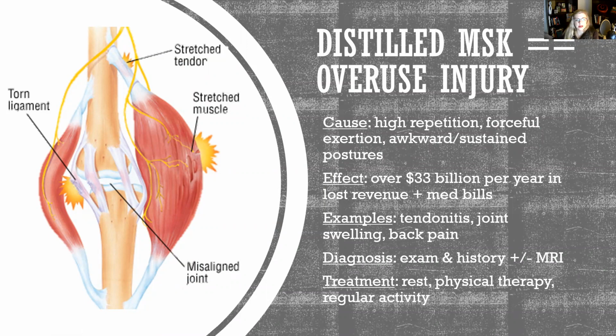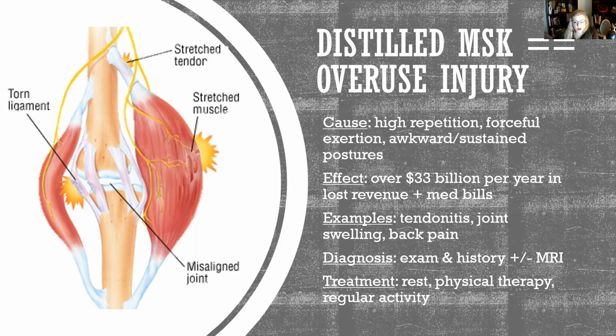So the most common distilled MSK disease process is going to be an overuse injury, right? So this is going to be some kind of person who does really high repetition or forceful exertion, or they have really awkward sustained postures. Whatever it is, this is going to be some sort of injury that is resulting from prolonged repetitive injuries. And it's not necessarily just a muscle problem or just a nerve problem or just a joint problem. Examples of this might be something like tendinitis or back spasms from bad back postures. You could have joint swelling. There's a multitude of different presentations for this, depending on which joint or which muscle or which bone we're talking about here. But the important part is that exam and history are really the biggest fundamental aspects of this.